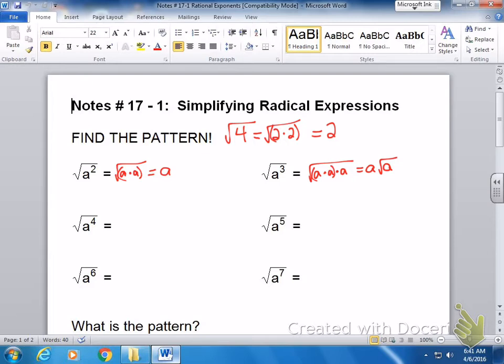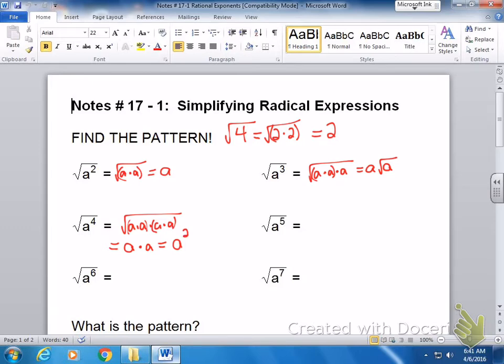So try the square root of a to the fourth if you pause it for just a second. I'm going to go ahead and write it out. That's a times a times a times a. So I actually have 2 pairs of a. So what I'm going to do is say I can take out one a, and I can take out another a, after multiplication. So the answer to the square root of a to the fourth is a squared.